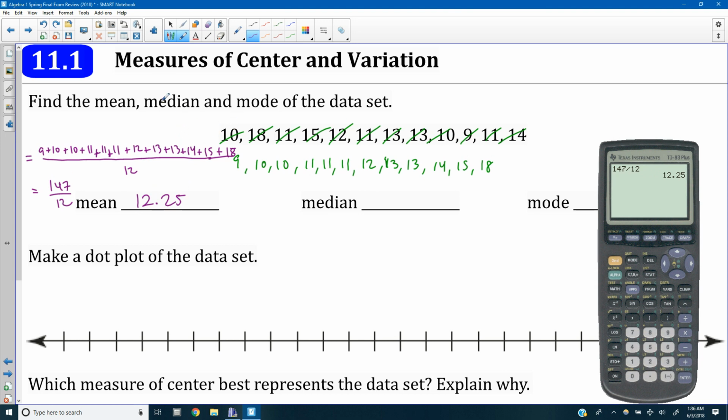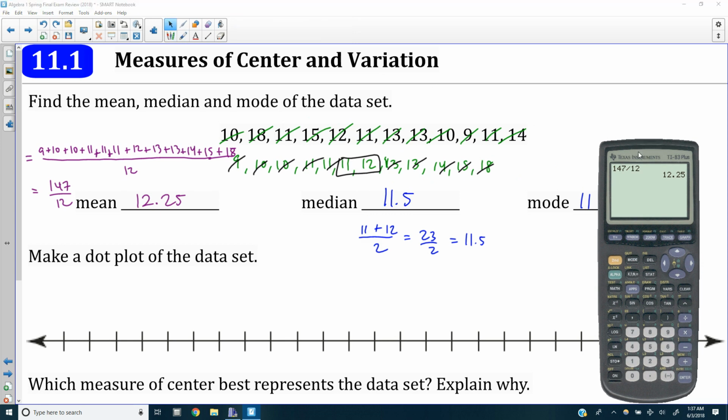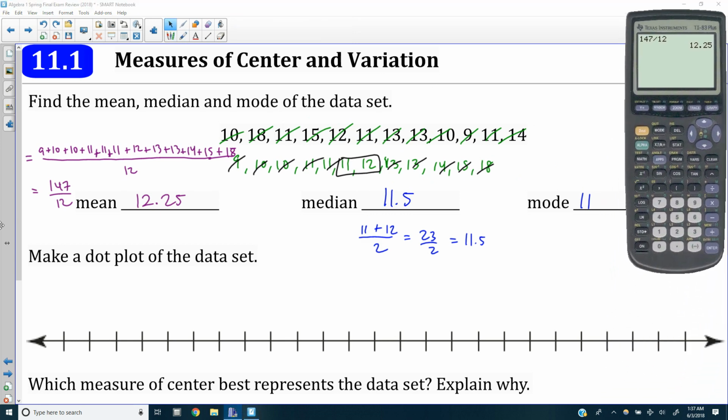The median, it's a 12-number list. That means it's the middle two numbers of this list. So these two, the 11 and the 12. The 11 and the 12 are in the middle. The median is calculated by averaging those two numbers. 11 plus 12 over 2 is 23 over 2, which is 11 and a half. Your mode is the number that occurs most frequently in the list, and I believe 11 appeared 3 times, and I think that's the one that would appear most as a result of that. So your mode's 11.